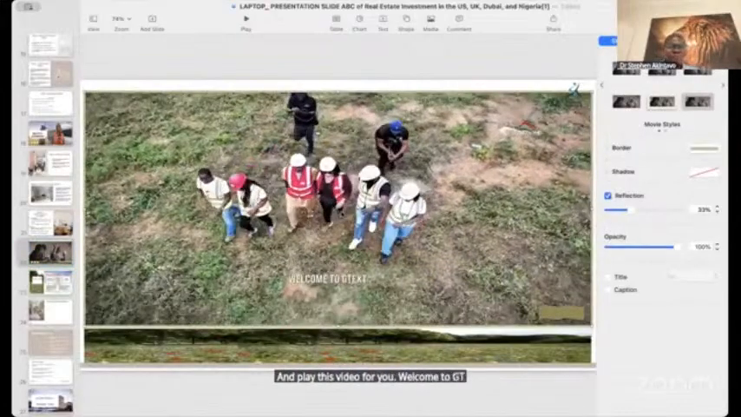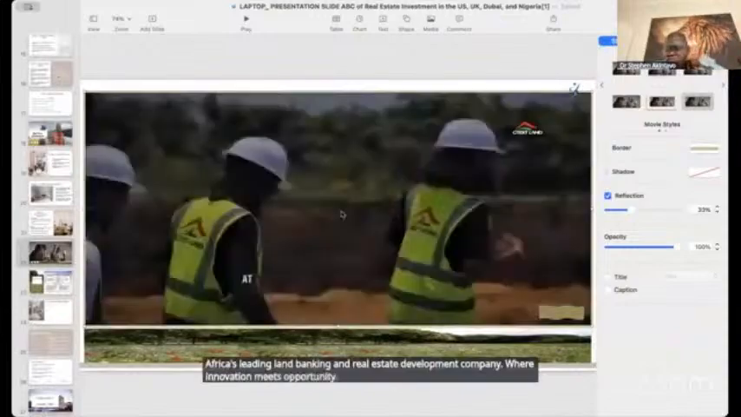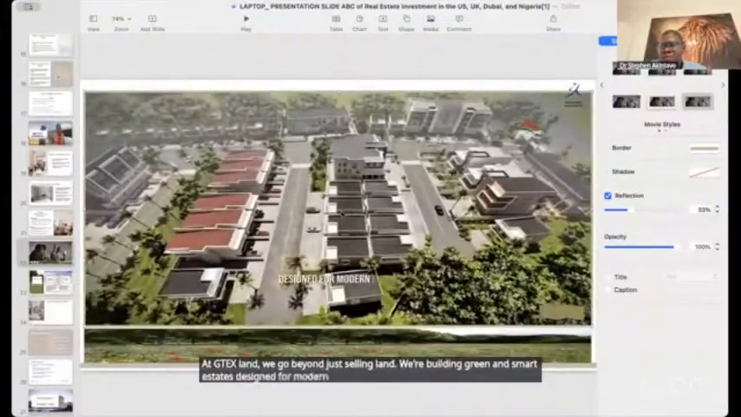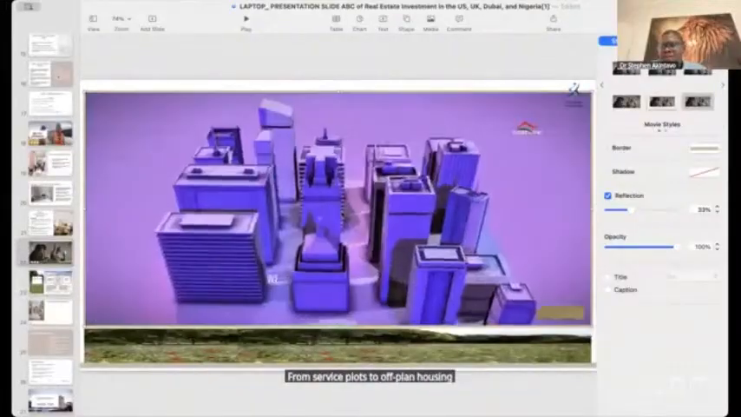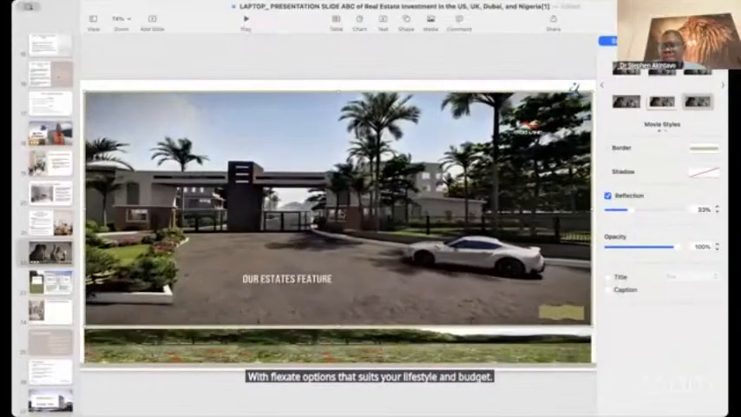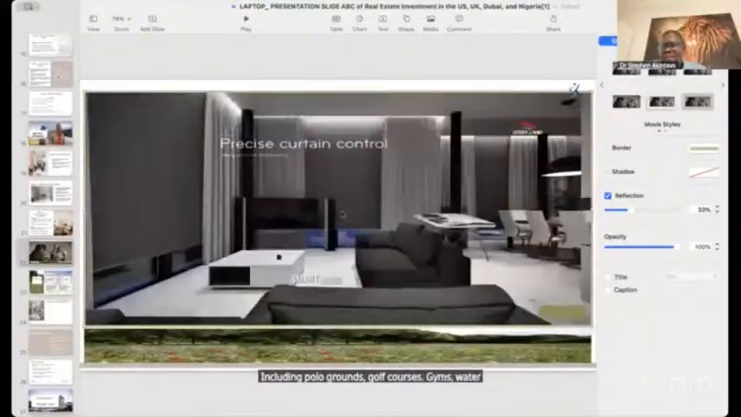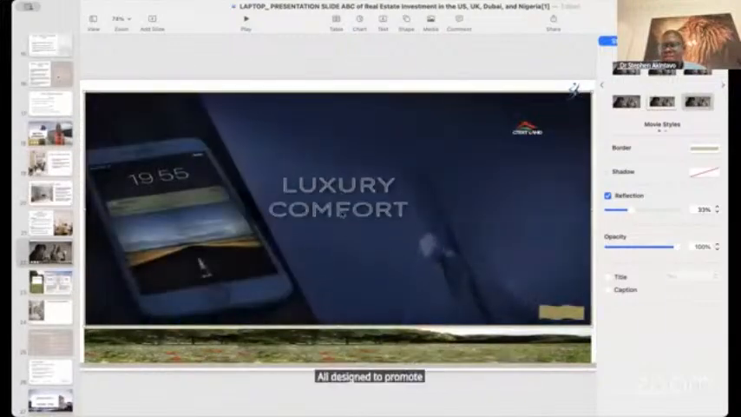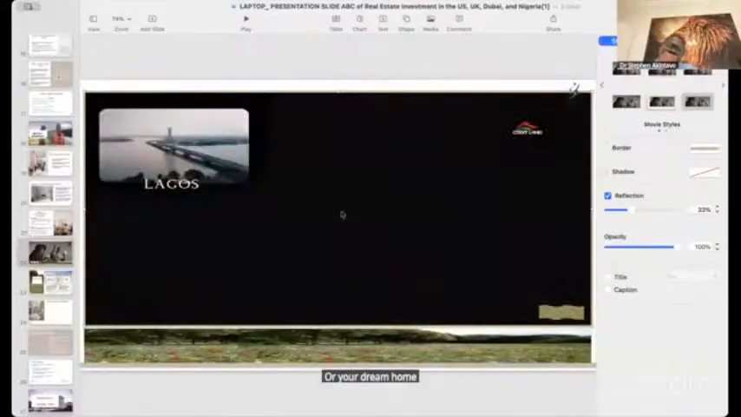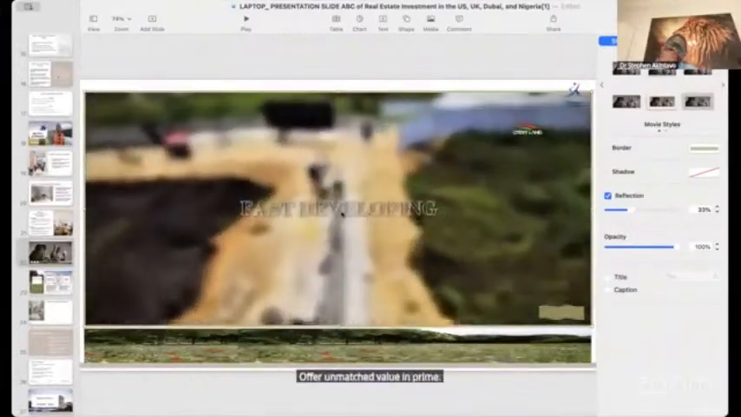Welcome to GTEx Land. Africa's leading land banking and real estate development company, where innovation meets opportunity. At GTextLand, we go beyond just selling land. We're building green and smart estates designed for modern living. From service plots to off-plan housing, we help you invest in the future with flexible options that suit your lifestyle and budget. Our estates feature world-class amenities, including polo grounds, golf courses, gyms, water parks, and smart home features, all designed to promote luxury, comfort, and sustainability. Whether you're looking for a secure investment or your dream home, our properties in Lagos, Abuja, Ibadan, Port Harcourt, and Ogun State offer unmatched value in prime, fast-developing locations.